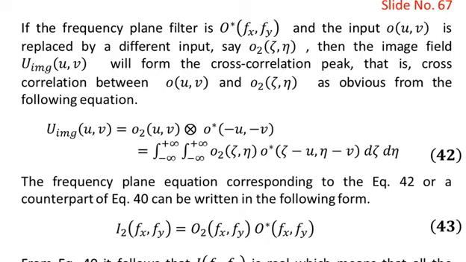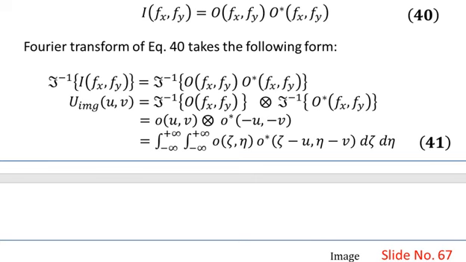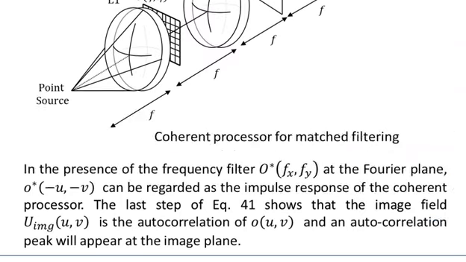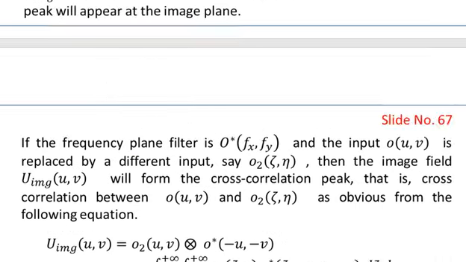So you see that what is the difference between them? In equation number 41 we have O and O conjugate in the object space in the last step of the integral in equation number 41. But now, modifying this definition, if we are placing this object O, that is O at the zeta and eta plane, replaced by O2 at the zeta and eta plane coordinates, then what will happen?